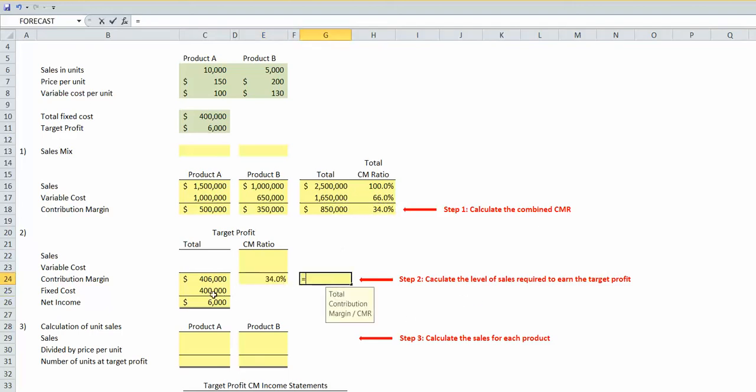And if we take our $406,000 divided by 34%, because we're keeping 34 cents for every dollar we had in sales, we see our required level of sales to earn our target profit is $1,194,118.